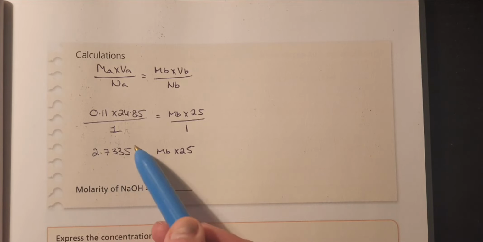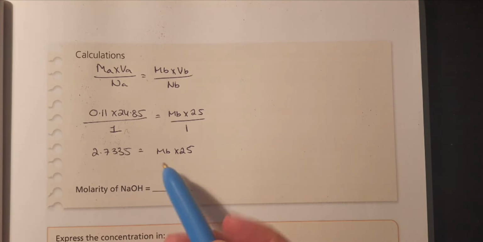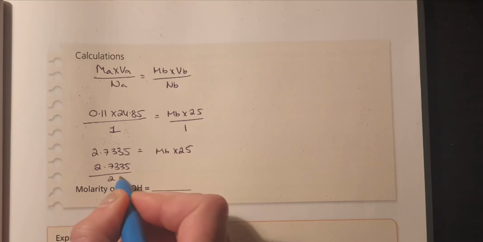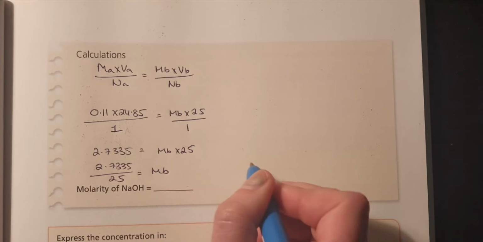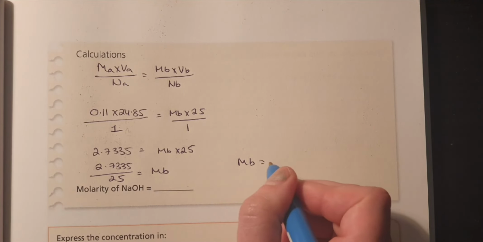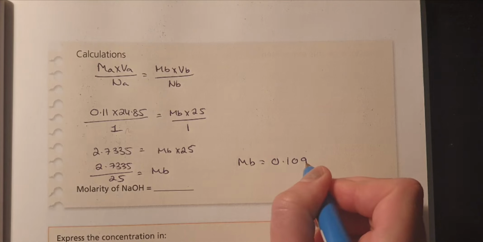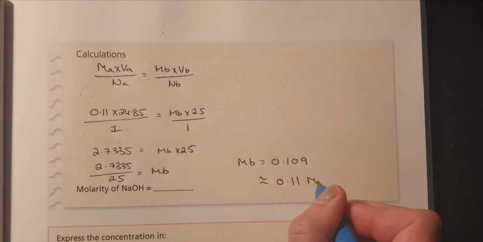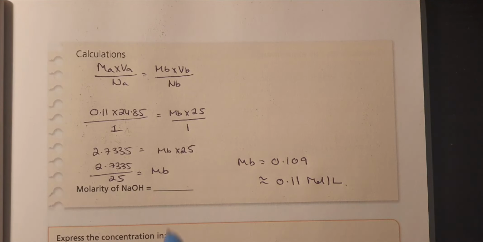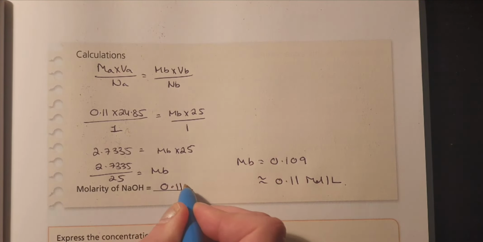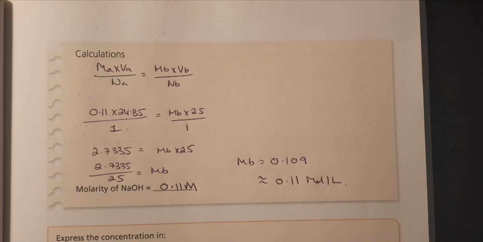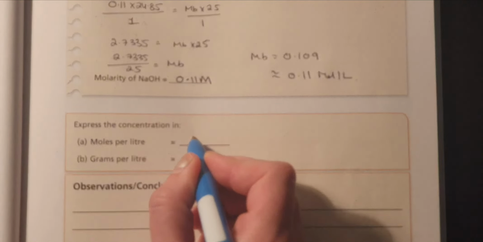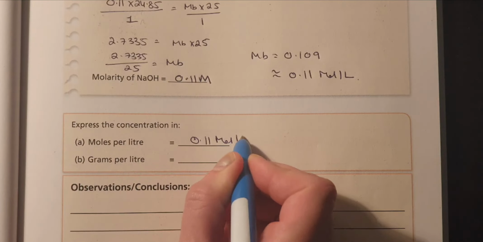So if you have a different number here, that's fine. But whatever you get here, you're going to take this 25 and divide it into it. So the molarity of the base that I'm working out is 0.109, or if I round that to 2 decimal places, 0.11 moles per litre. Okay, so you can write that in here. You can write it as molar either. So express the concentration as 0.11 moles per litre.